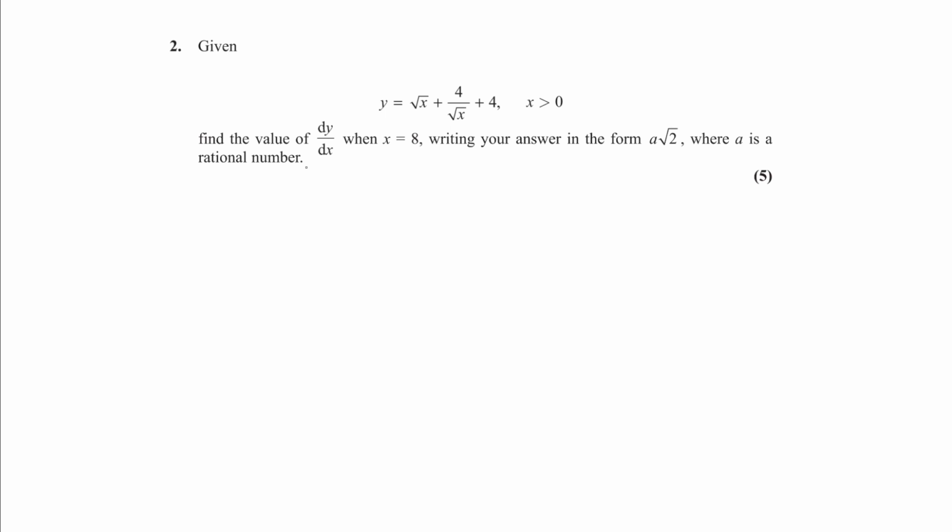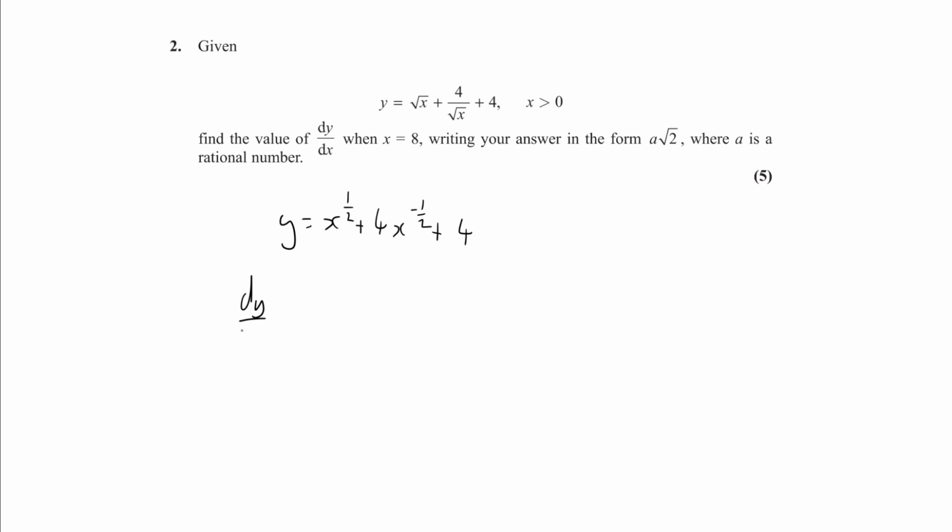So first things first, what we have to do is to work out the derivative of this function. In order to do that, we're going to quickly rewrite it. So you get y is equal to square root of x, which is x to the half, plus 4. Now 1 over square root of x is x to the minus half, plus 4.